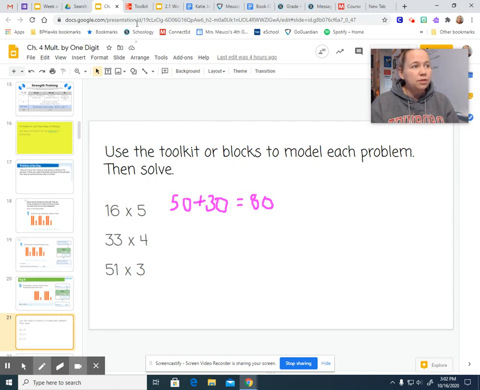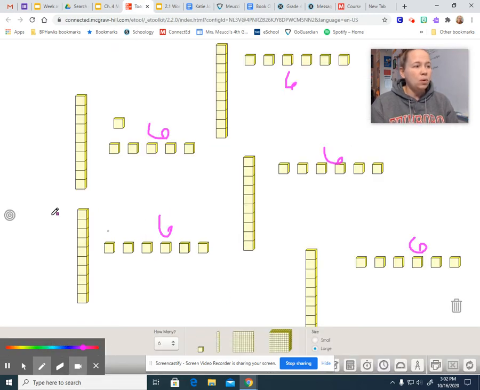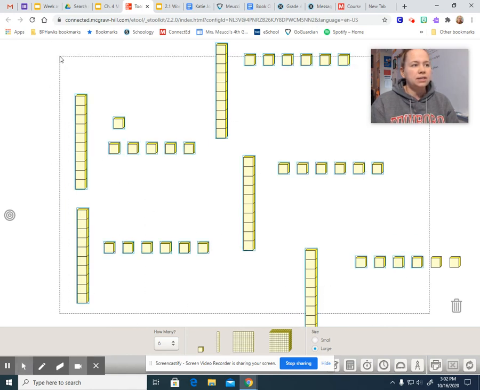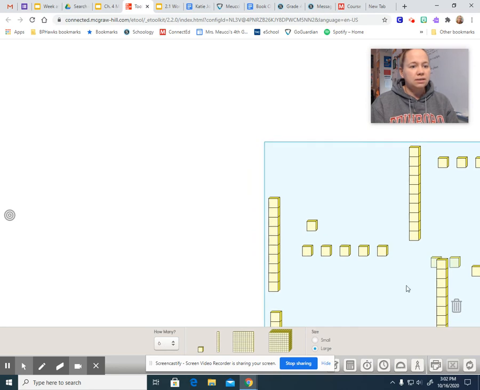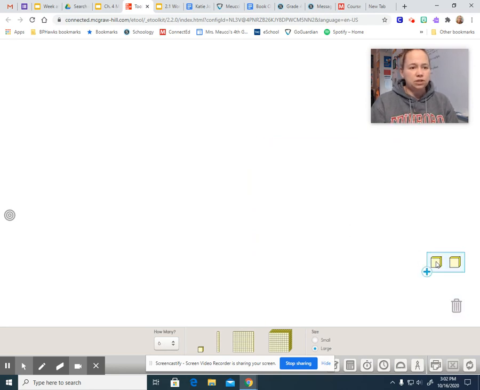We want to do 33 times 4. So I am going to, let's see. Is there a way for me to start a whole new page? I don't know. Let me delete my writing. I don't think there's a way. I might just highlight all this and then drag it to the trash. Can I do that? Did it work? Yes, it did. Oh, I missed these 2. All right, what did I say?